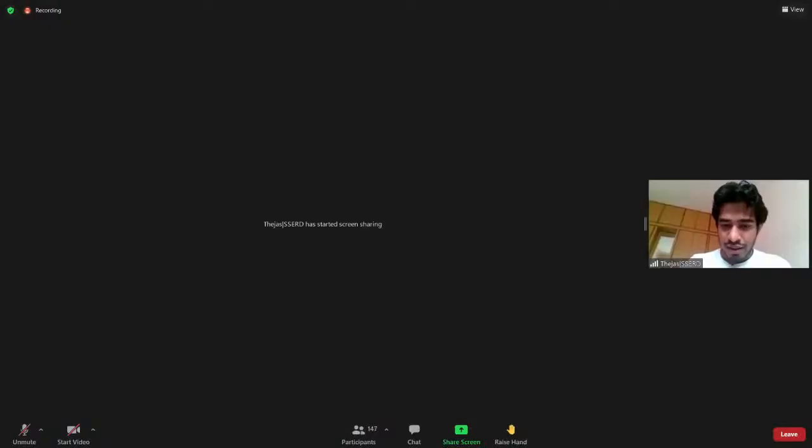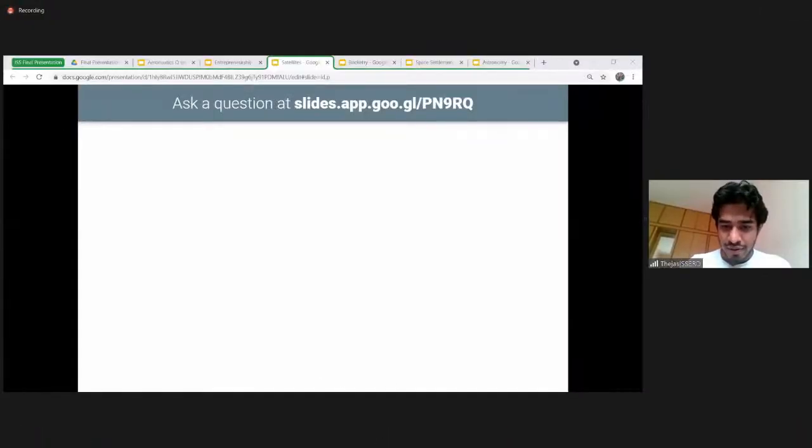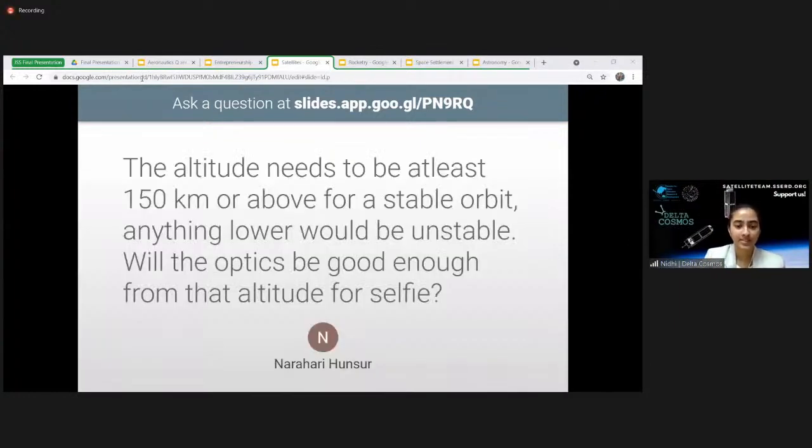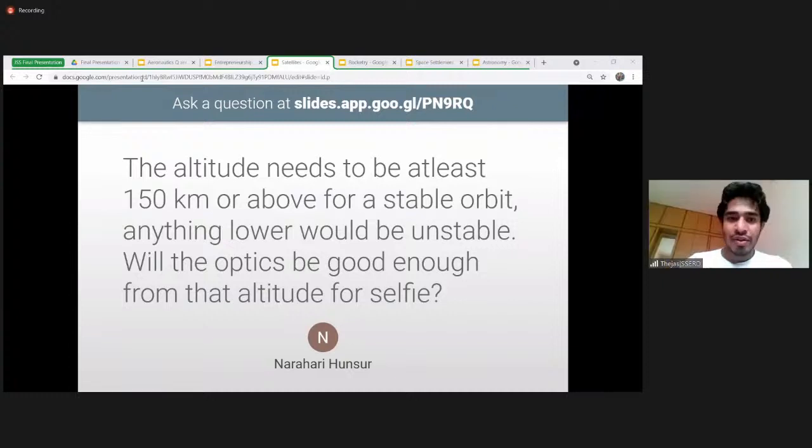So team, here we go with the question and answer session. There is a question by Narhari sir. He wants to know, okay, is the question visible? No, sir. Yeah, now it is. Altitude needs to be at least 150 kilometers or above for a stable orbit. Anything lower would be unstable. So will the optics be good enough at that altitude for a selfie?